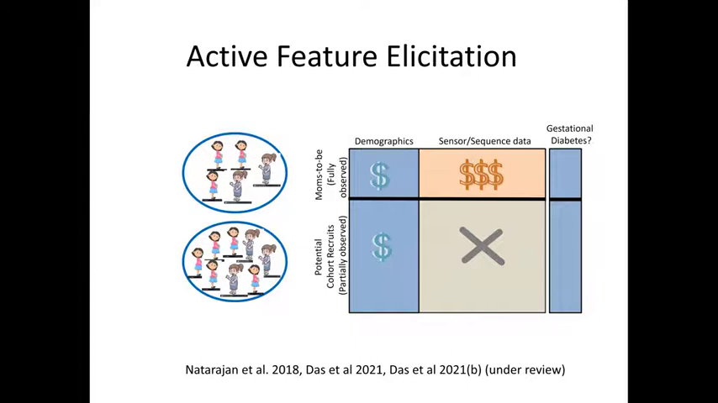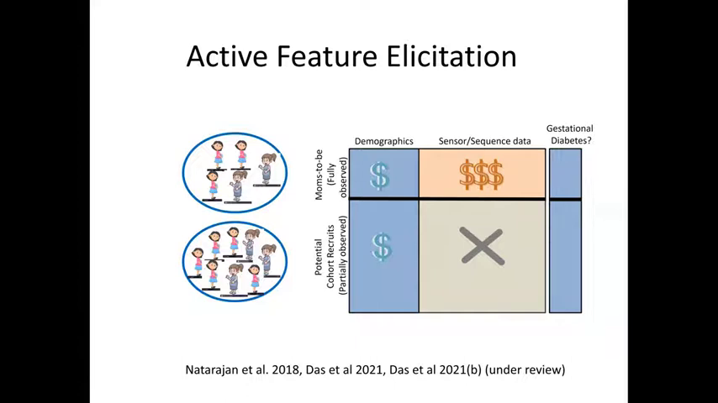And the problem that we are looking at is in this notion of active feature elicitation, the first problem that we looked at. Again, this is in the gestational diabetes case. So here we had a cohort of pregnant women on whom we had a whole bunch of information. This is a clinical study called Moms to Be, where we have demographic information, the sensor data, their sequence data, and whether they have gestational diabetes or not. And the goal for us was to recruit more people to actually learn a better model.